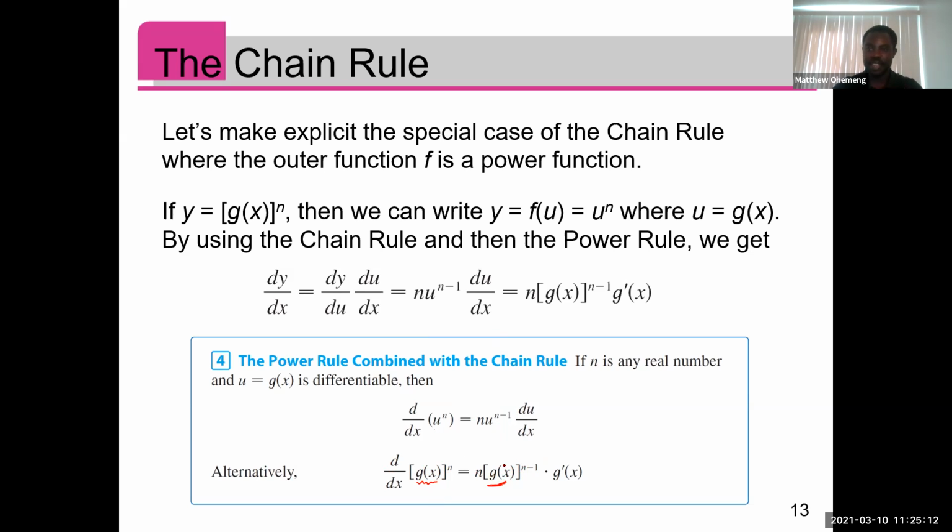Instead of writing x there, you don't put x there. You have to put the baby in there, right? So the baby here is g of x. So just put g of x back in here. And then when you're done, you have to what? Multiply by the derivative of the inner function. So that's why we have times g prime of x. Okay. So that's combining power rule with chain rule, which we've seen a couple of examples. Please, any questions here?